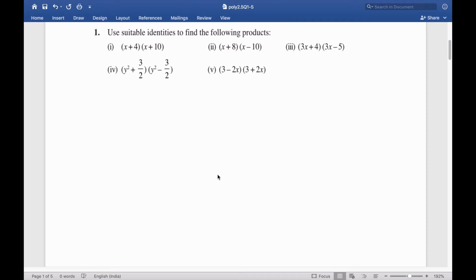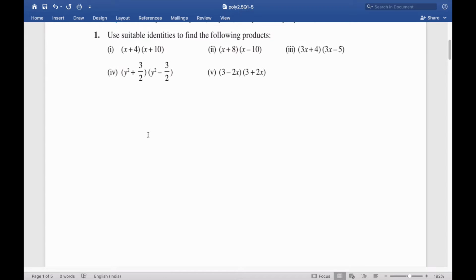Today we will be working on class 9 polynomials exercise 2.5. We will only be solving question 1 to 5 in this video. So let's get started. First question says use suitable identities to find the following products.